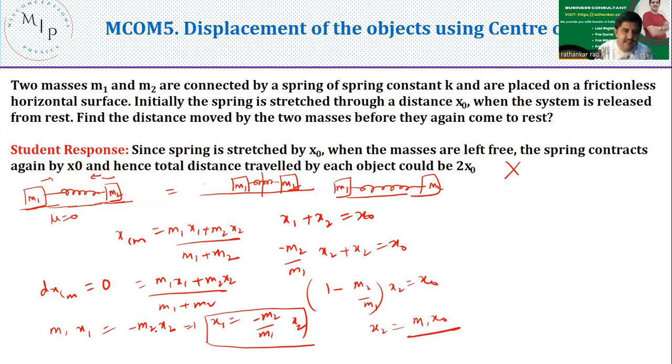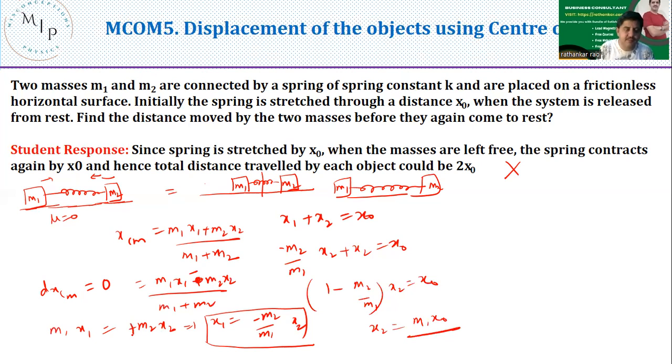What is the mistake? See, when I say m1 x1 plus m2 x2, this x2 should become negative, right? Because if one is going in the forward direction, the other one should be moving in the backward direction. So you have two springs here. If I consider this direction as positive, this direction is negative. So this should have been negative.